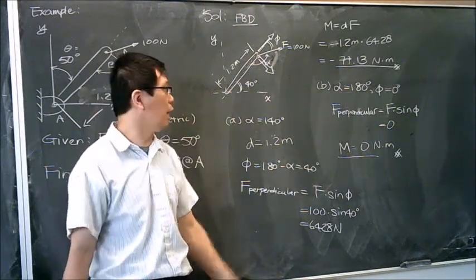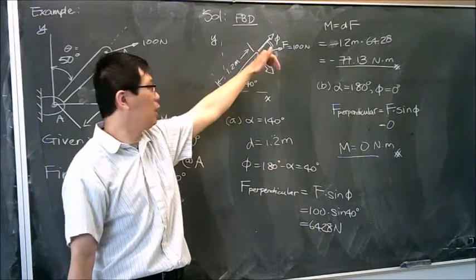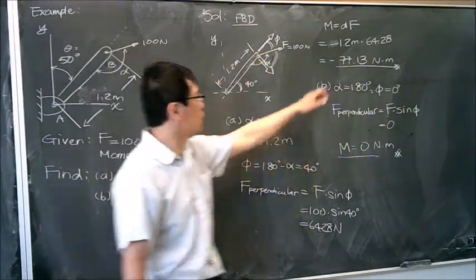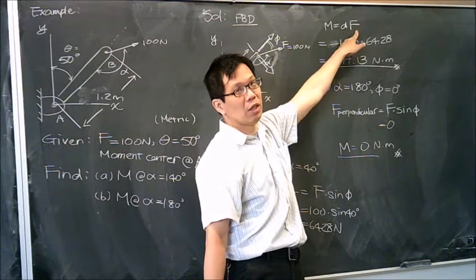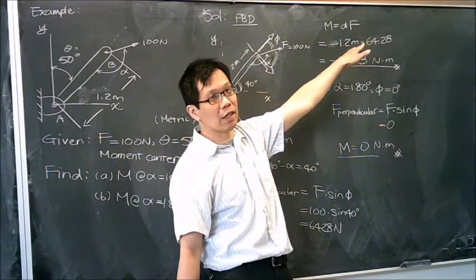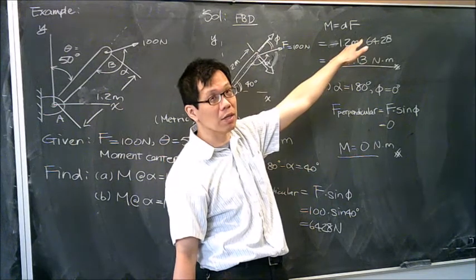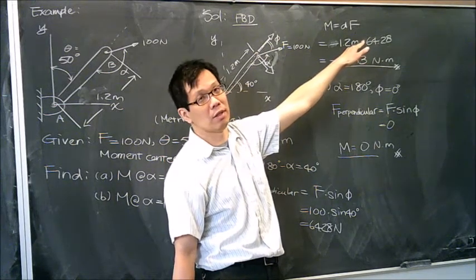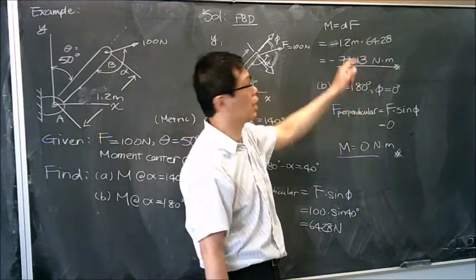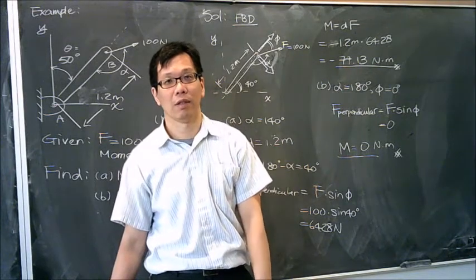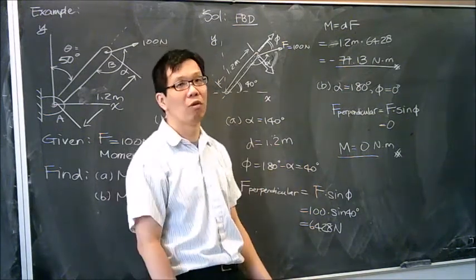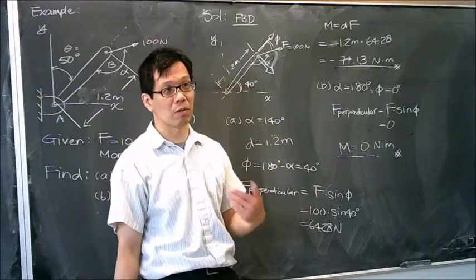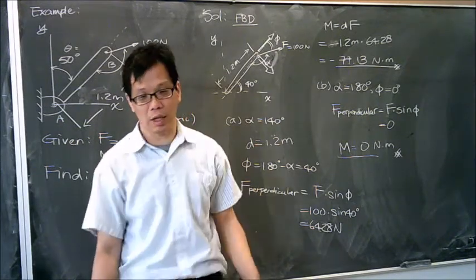So when this is perpendicular to this one, you just multiply the moment arm with the perpendicular force. Once that's done, identify whether it's going to be clockwise or counterclockwise. Then put a positive or negative sign in front of it. It's not difficult, but you need to know what you're doing, and you need to follow the procedure. Okay?